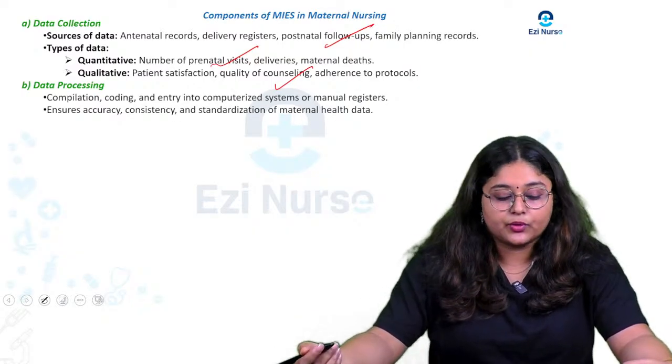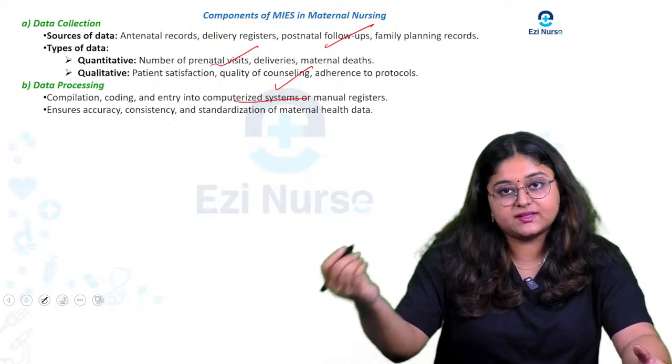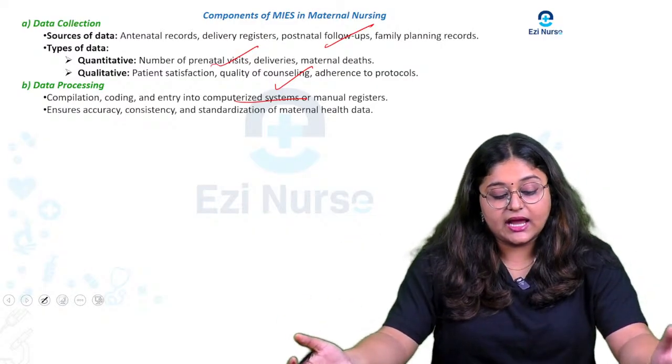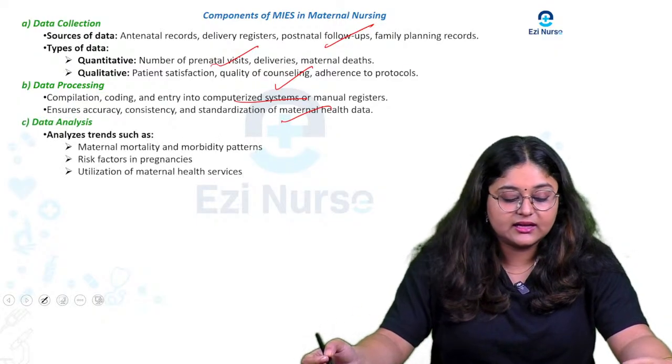Now come to the data processing. Through this, first compilation, coding, and then entry into the computerized system or the manual register, and also they're ensuring the accuracy, consistency, and standardization of the maternal health data.